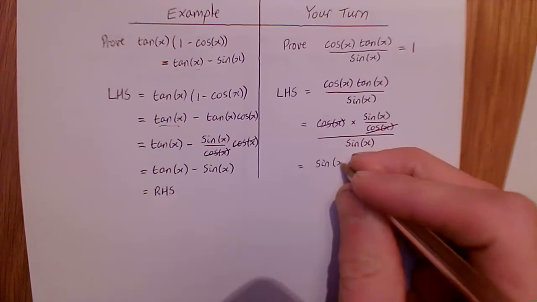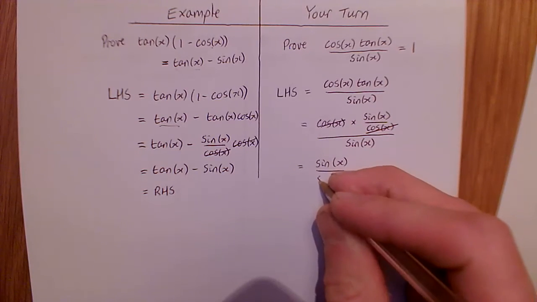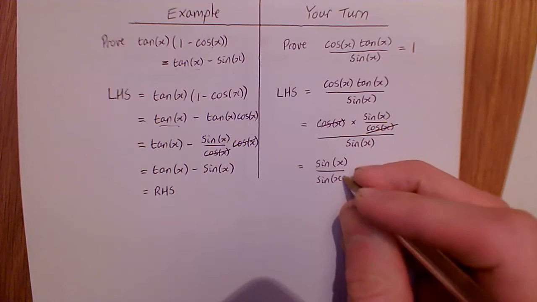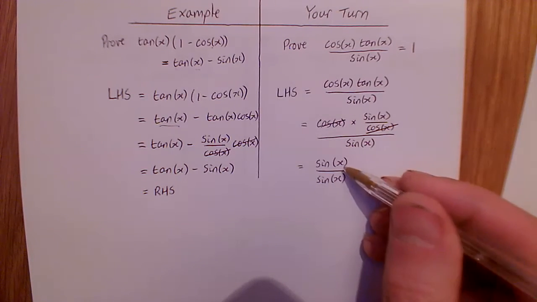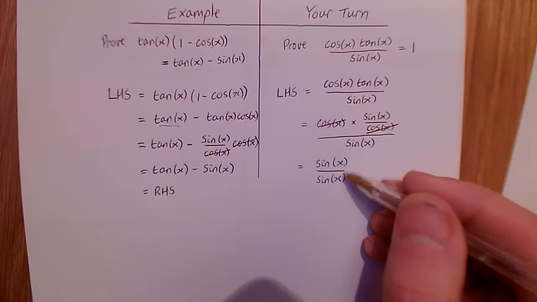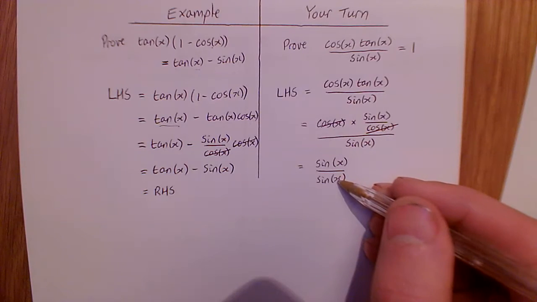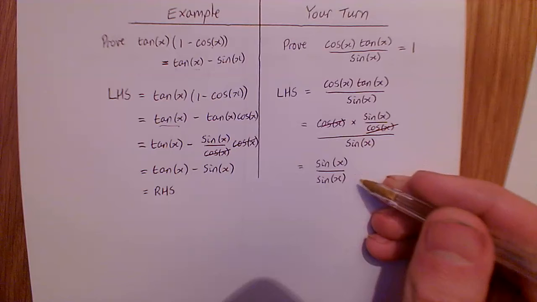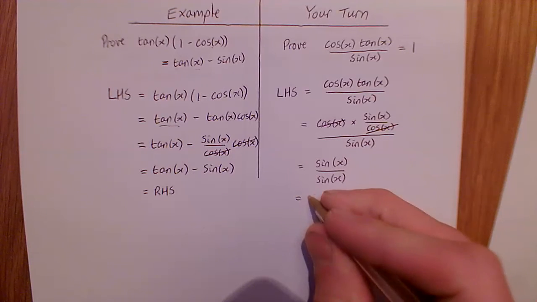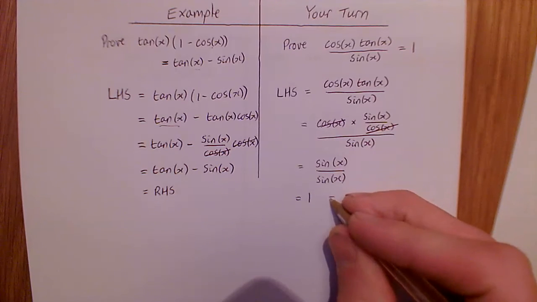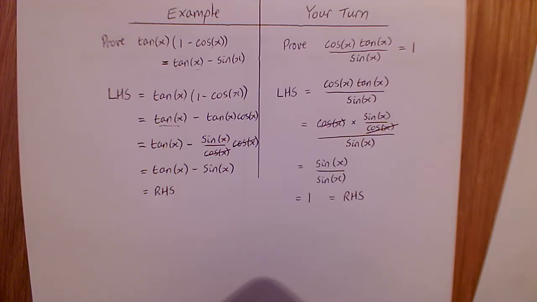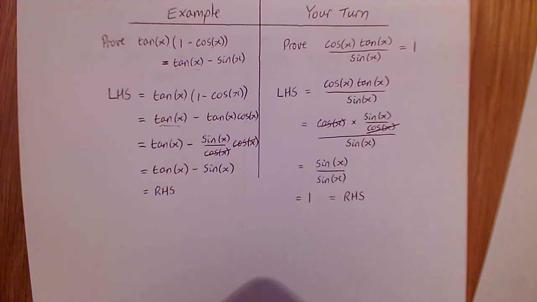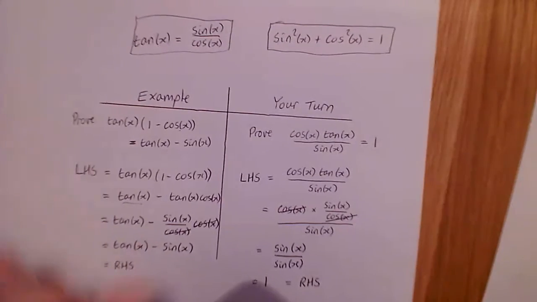So although it looked horrible with our double-decker fraction, don't panic. Just look for something you can do, something you can cancel out. Now, sine x divided by sine x, that's something divided by itself, like 4 divided by 4 is 1. A million divided by a million, still 1. So sine x divided by sine x equals 1. And that is what we had on our right-hand side. And so we're finished.